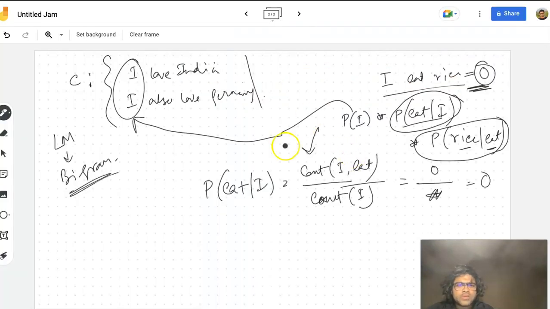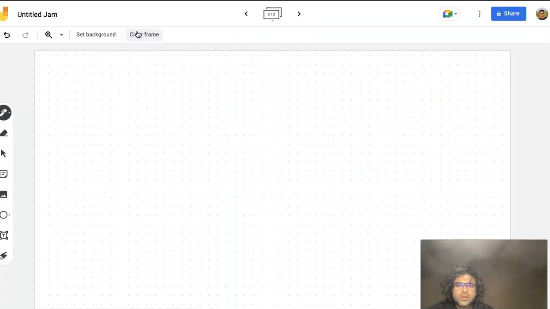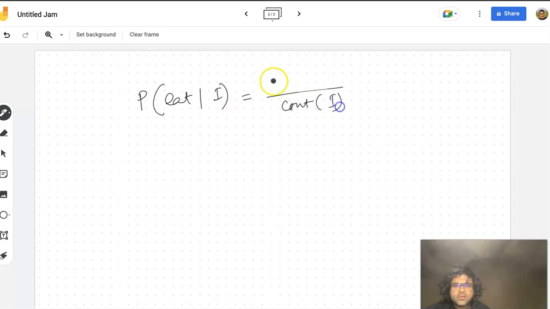To avoid this, people use various kinds of smoothing. Suppose the same thing: the probability of eat given I. This is the count of I eat divided by the count of I.